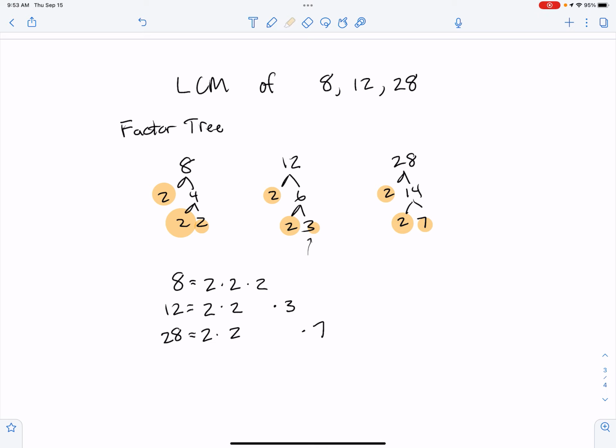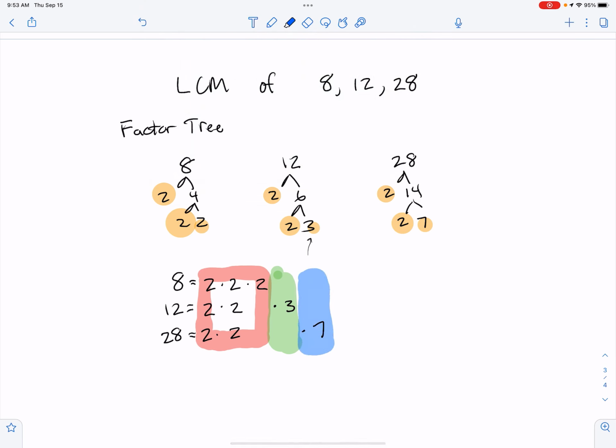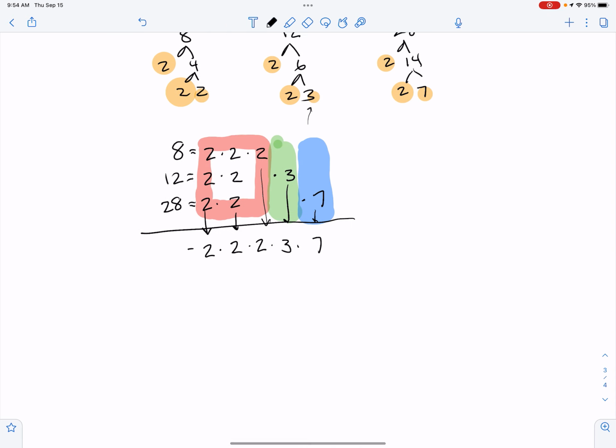So if you kind of look at this, we have one section for all of the 2's. We have another section for all of the 3's. And then we have another section for all of the 7's. So these 2's filter down, and we have a 2 times 2 times 2, times 3, times 7. So this should give us our least common multiple.